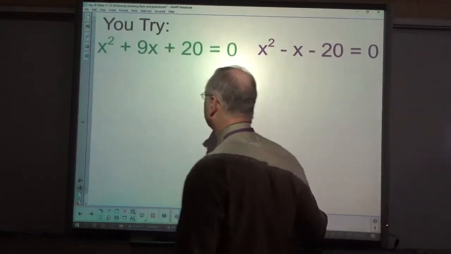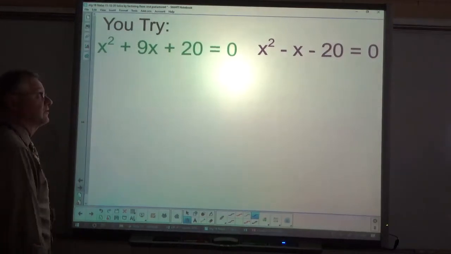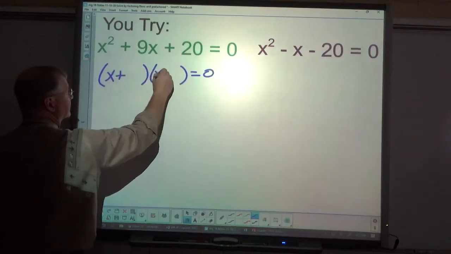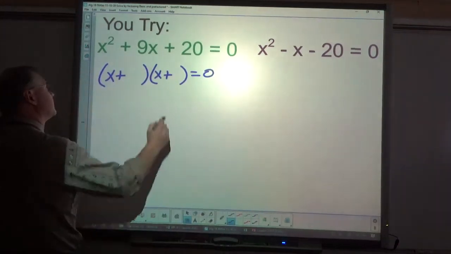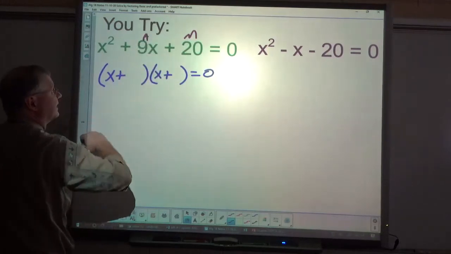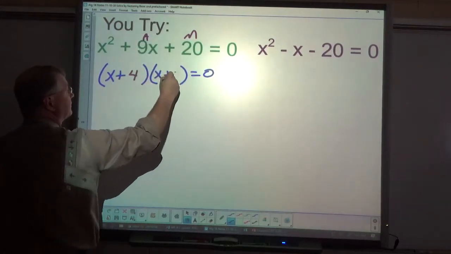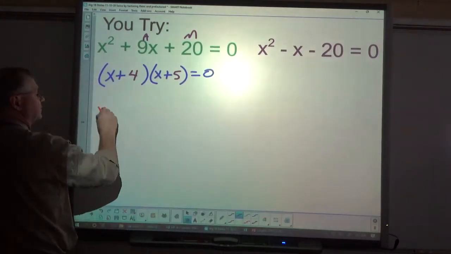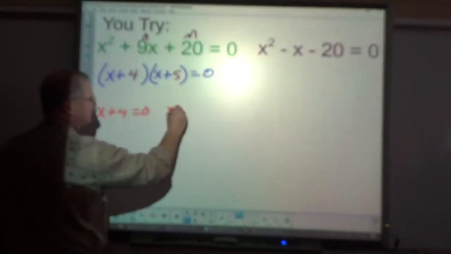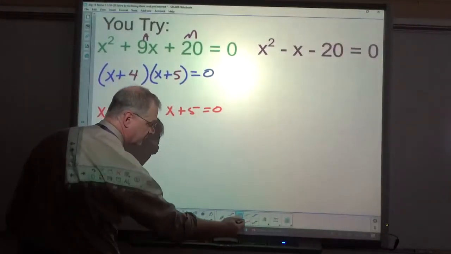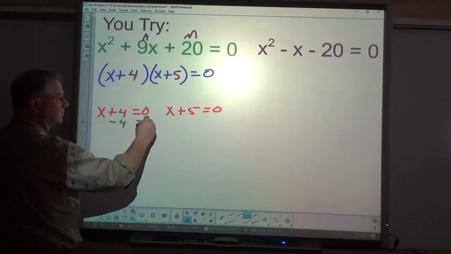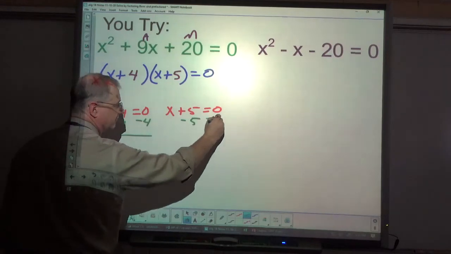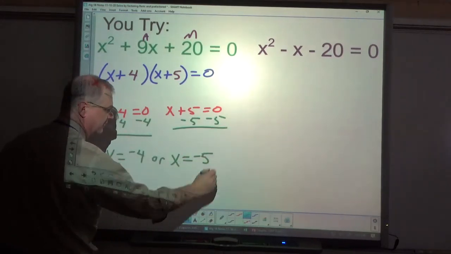All right, now that you've done these two, you've paused the video to do that, I'm going to factor them. x plus and x plus. A pair of numbers that multiply to 20, add to 9? How about 4 and 5, multiply to 20, add to 9? So I'll set them equal to 0, and solve. Subtract 4. x is -4, or subtract 5. x is -5.